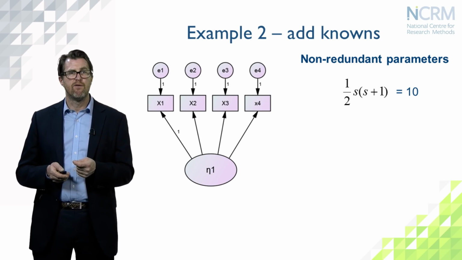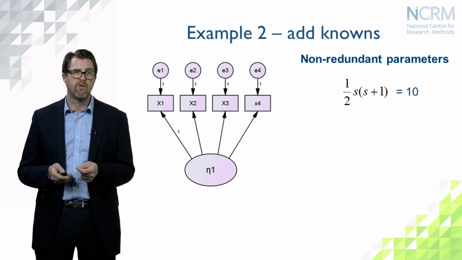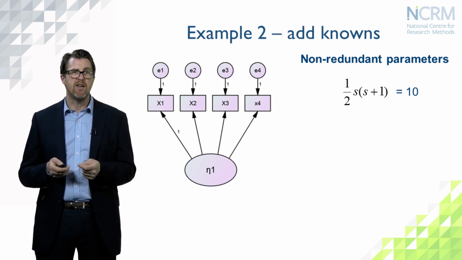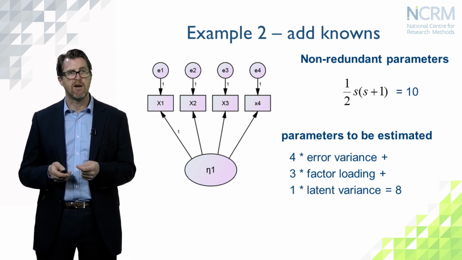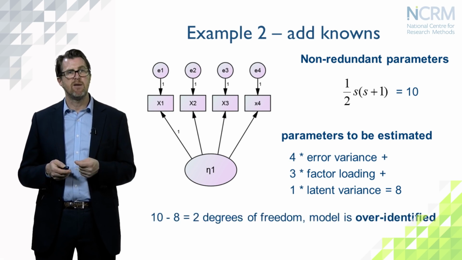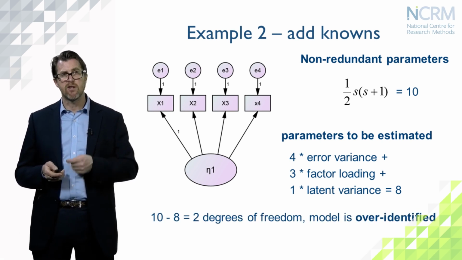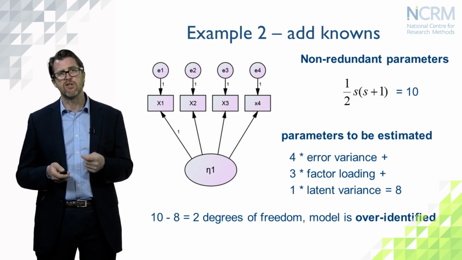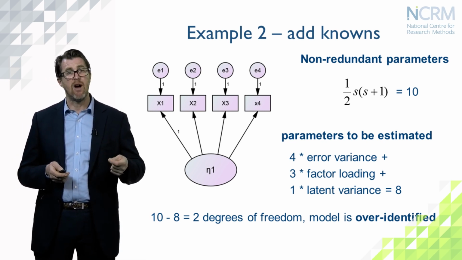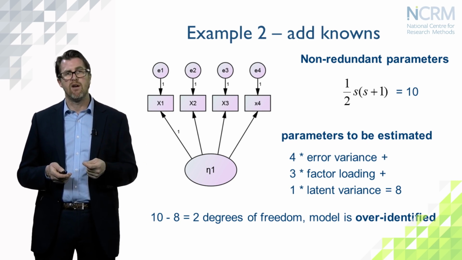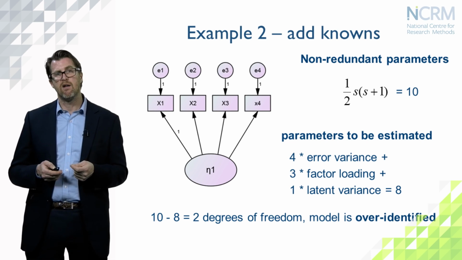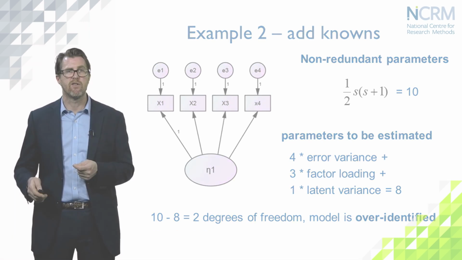So now if we use our half s times s plus 1 equation, s is now 4, so 4 times 5 is 20. We take half of that. Now we have 10 non-redundant parameters in this model, and we have 4 plus 3 plus 1 parameters to be estimated, 8. So 10 minus 8 gives us 2 degrees of freedom. So by adding that 4th observed variable, our model is now over-identified, and we can say something about the fit of that model to the variance covariance matrix that we've observed.